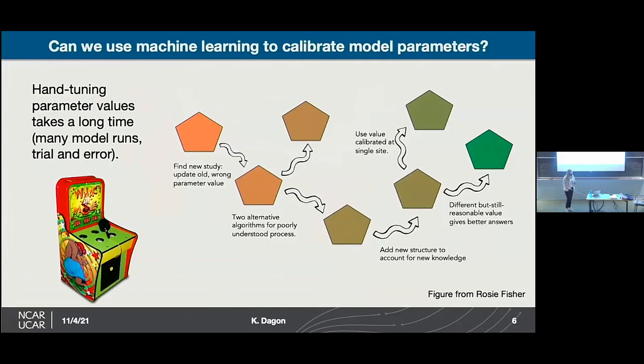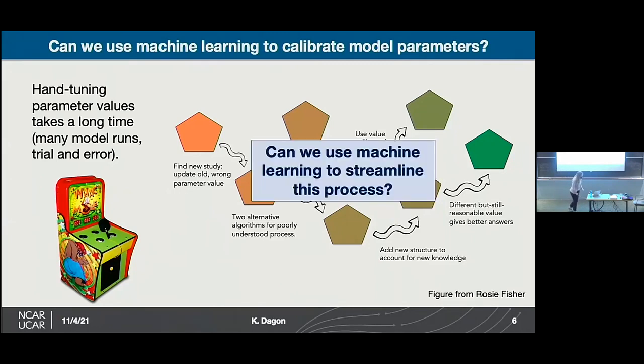And so our question was, could we use machine learning to sort of help with this parameter calibration or tuning process? And so as some of you may know, hand tuning parameter values takes a long time. It takes a lot of human time and computer time, lots of trial and error. Sometimes it becomes like a game of whack-a-mole, if you know that arcade game where you fix one thing and then it breaks something else in the model. So Rosie made this diagram kind of showing how you sometimes have to take a very complex and windy path to model calibration. So we were wondering if we could use machine learning to help streamline this process and make it more efficient.